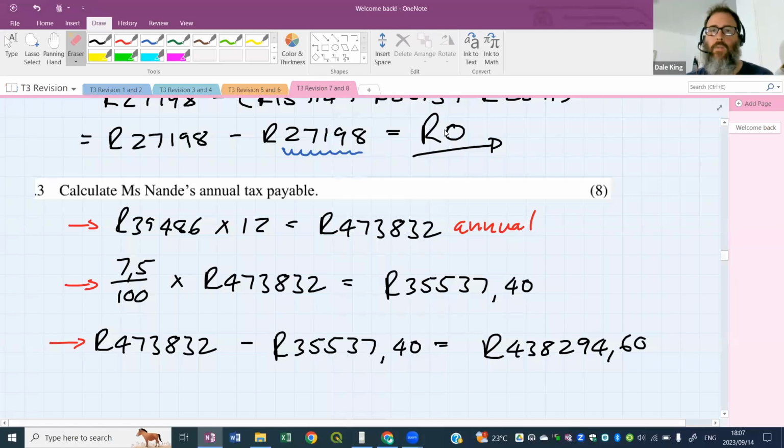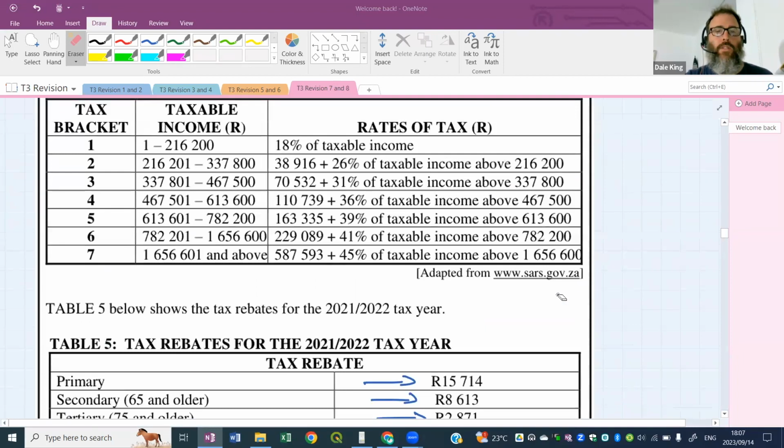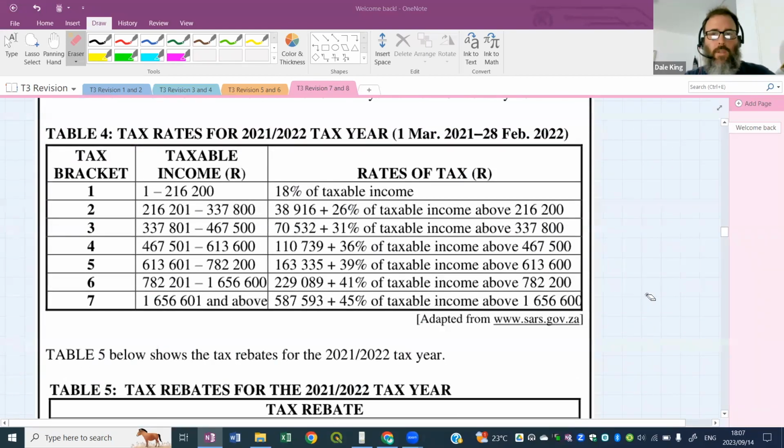Now we are going to take this taxable annual salary and go into the tax table. So remember this number, 438,294, 438,000. Which bracket, ladies and gentlemen, does that put us into in the tax table? These are all the brackets in the tax table. Which bracket does it put us into? Yep, well done. So that puts us in bracket 3, which is this one over here.